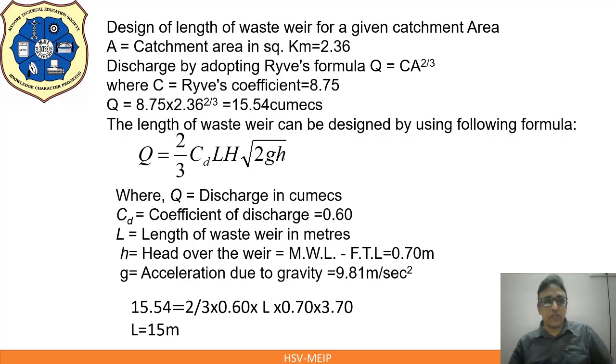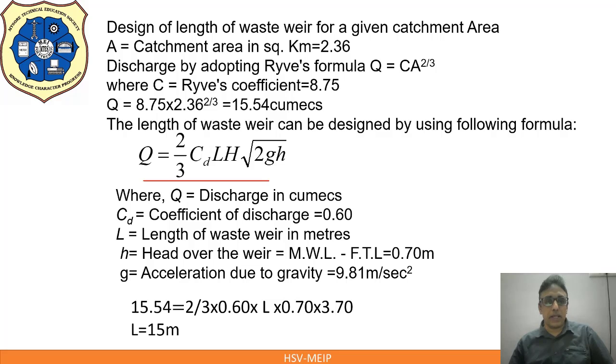Design length of waste weir for the given catchment area. We can calculate using Q equal to 2/3 Cd L H root 2gH, or 2/3 Cd L root 2g into H to the power of 3/2. Or we can use the Francis formula. If in the examination they ask to calculate using the Francis formula, then you should use the Francis formula.